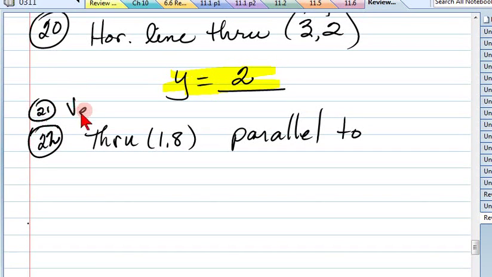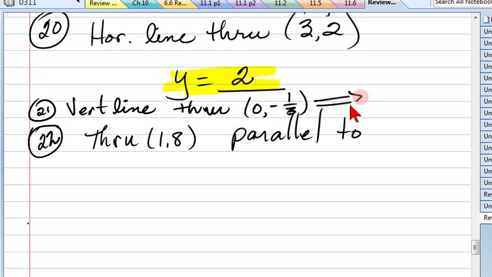21. Vertical line through (0, negative 1/3). What's the form of a vertical line? It is x equals something. From your point, what is the x value? 0. And good thing it was that kind of problem, because I could sneak that one in.